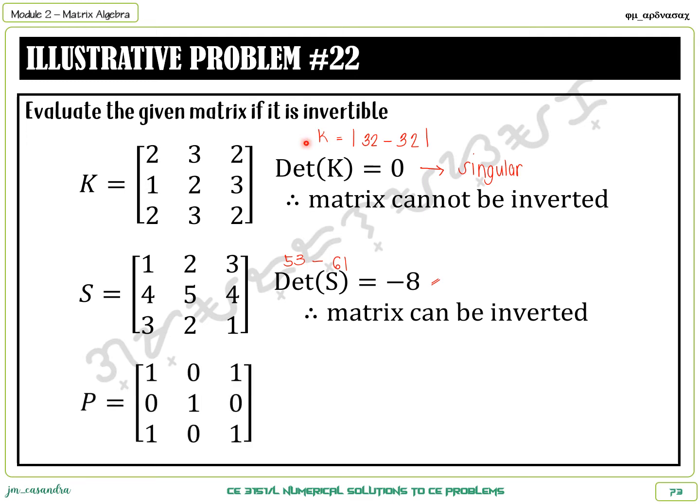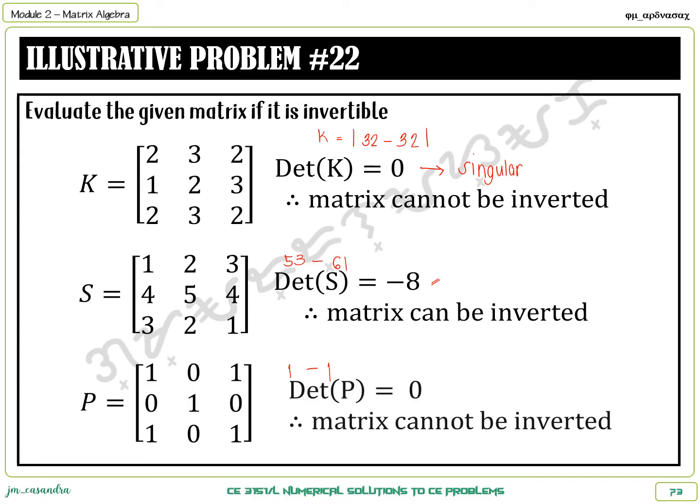We have another matrix P, which is also a 3 by 3 matrix. Same procedure, we determine first the determinant. That will be 1 times 1 times 1 plus 0 times 0 times 1 plus 1 times 0 times 0, which is equal to 1. Minus 1 times 1 times 1 plus 0 times 0 times 1 plus 1 times 0 times 0, and that will give us 1. So 1 minus 1, the determinant of matrix P is equal to 0. Therefore, matrix P is not invertible.